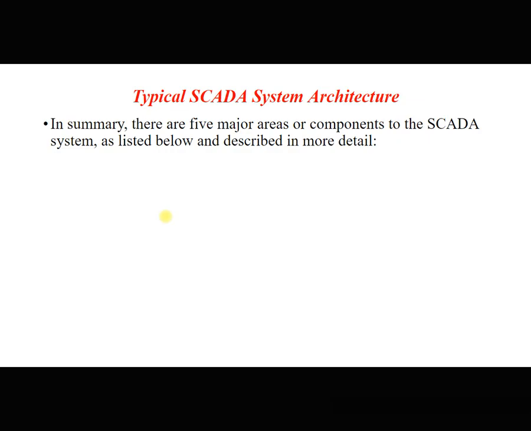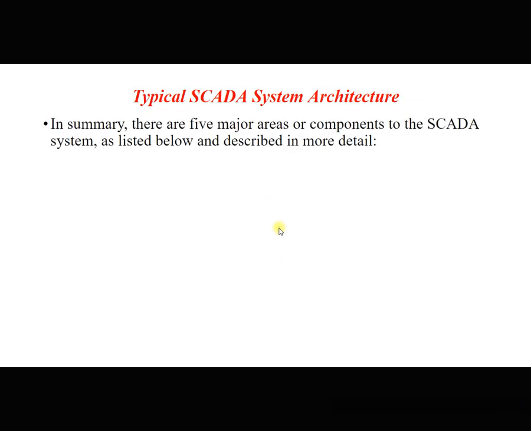So this is the last feature, I think. Next we'll see a typical SCADA system, the SCADA system architecture. If you go here, in summary, there are five major areas or components to the SCADA system as listed below. If I am going with the SCADA architecture, there are five different levels. What are all those? We'll study in brief now.